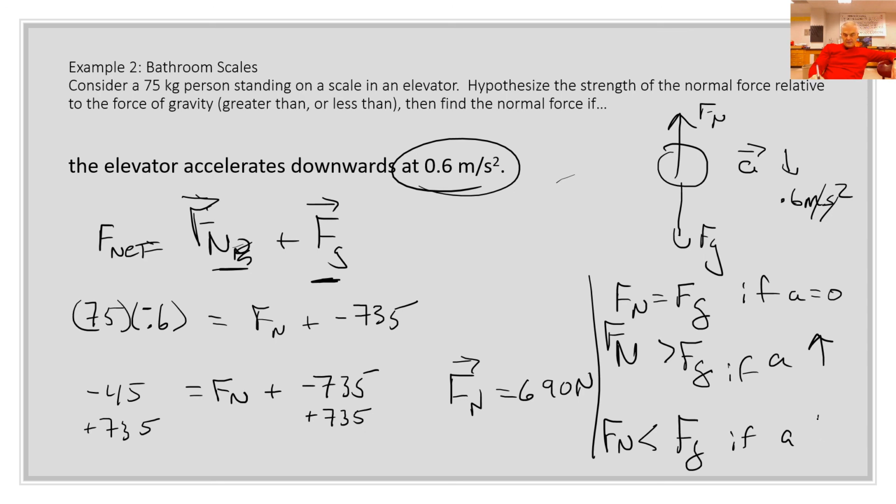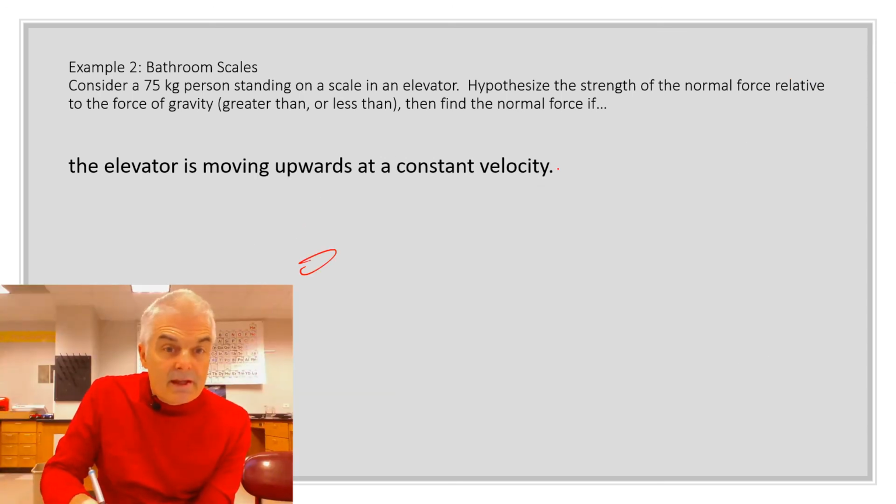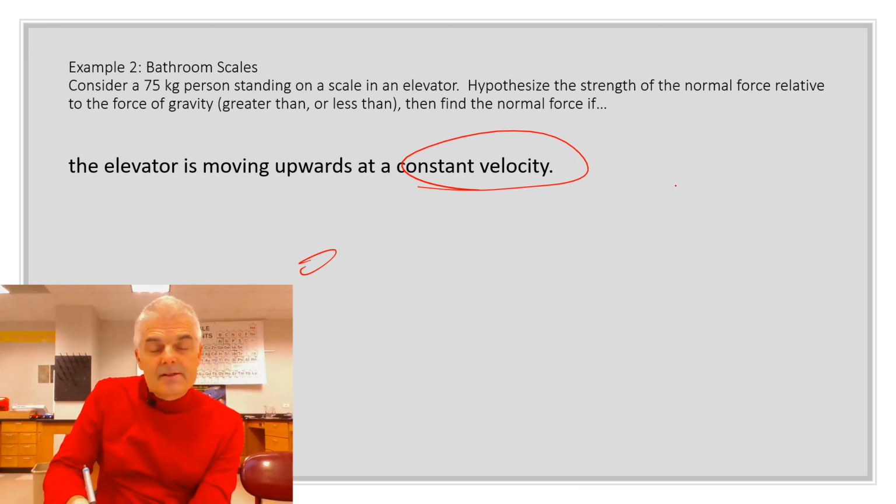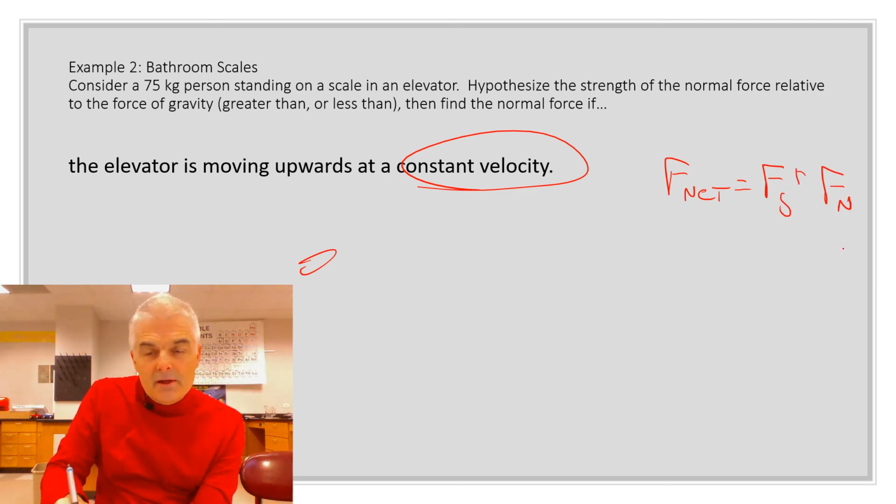A is downward. What if the elevator is moving upward at a constant velocity? This is a super easy question because it's moving upwards at a constant velocity. It's not accelerating. If it's not accelerating, then the F net equals Fg plus F normal, and they are going to be equal and opposite because, since it's not accelerating, the F net, if you will, is 0.